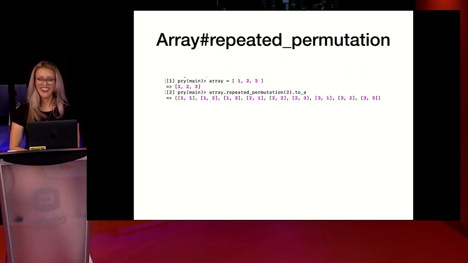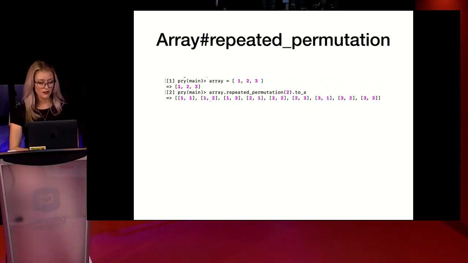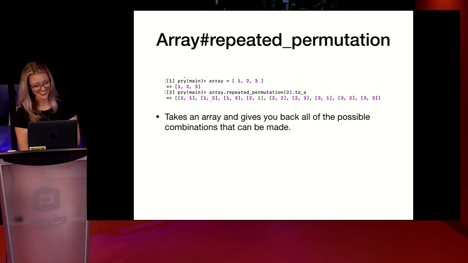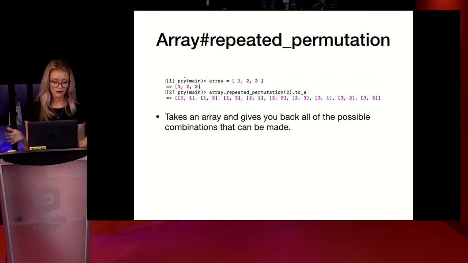On to number 2, repeated_permutation. It is called on an array and takes an argument which determines the length of the permutations that are returned. And then it will return all possible permutations that can be made with those values. If we look at the example, I have an array of 3 numbers, and I pass 2 into it. So array.repeated_permutation(2). I get back 9 permutations with 2 values in each.